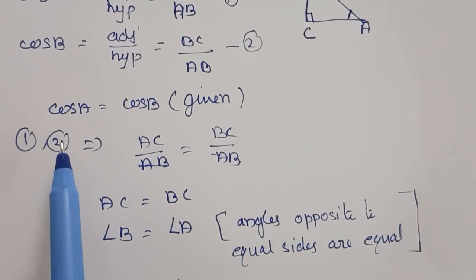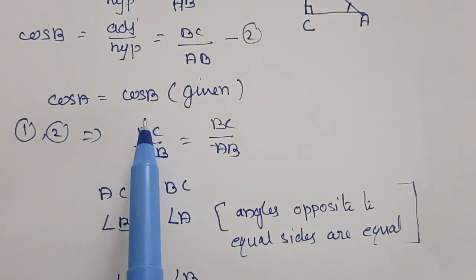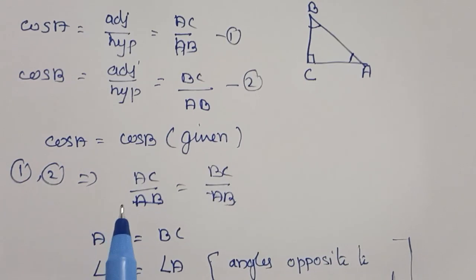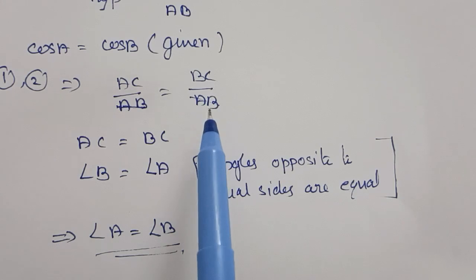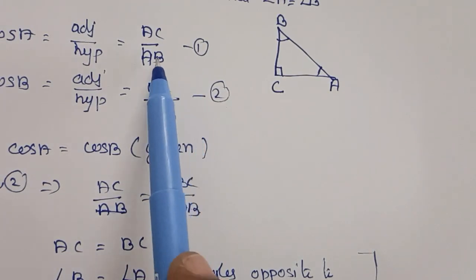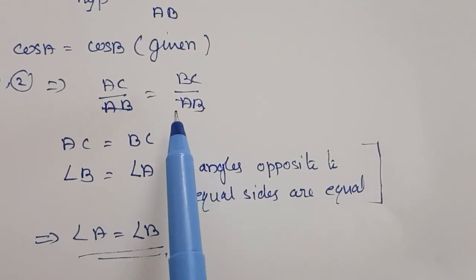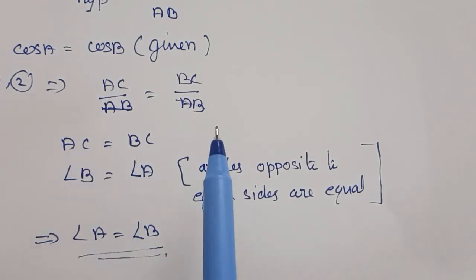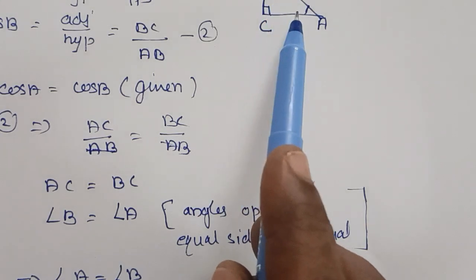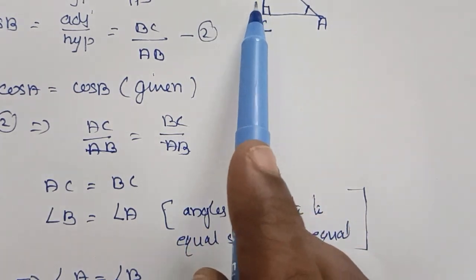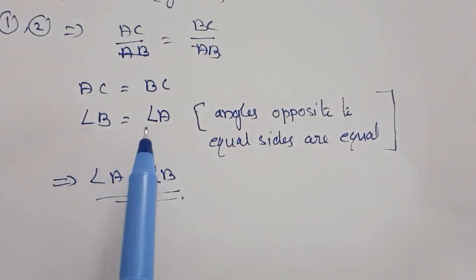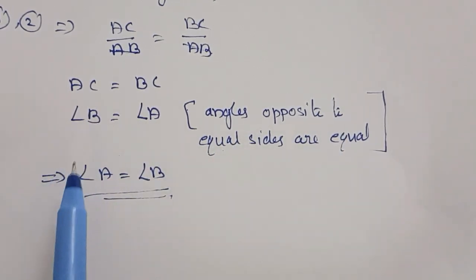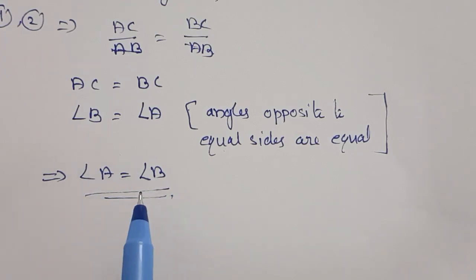But we have given that cos A equals cos B. That is, in equations 1 and 2, LHS are equal. Therefore, RHS should also be equal, isn't it? That is AC by AB equals BC by AB. AB gets cancelled. Then we get AC equals BC. If two sides are equal, then angles opposite to them are also equal. Angle opposite to AC is angle B and angle opposite to BC is angle A. That is, we get angle B equals angle A. Reason: angles opposite to equal sides are equal. Or we can write angle A equals angle B, that we have to prove.